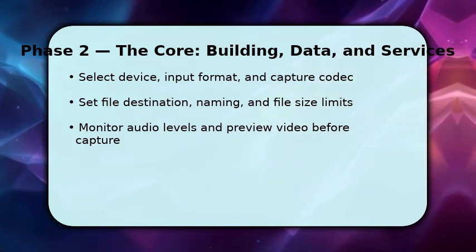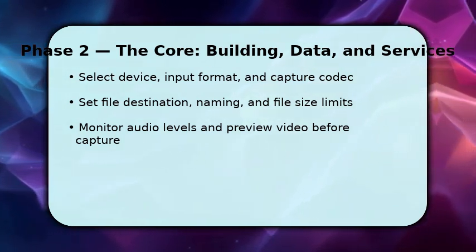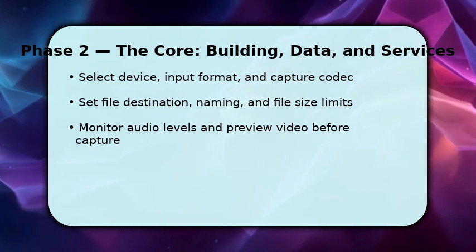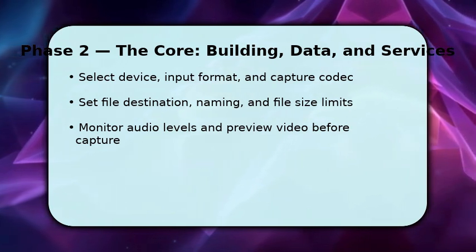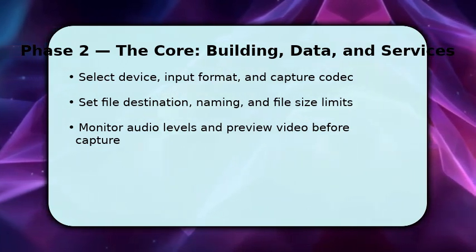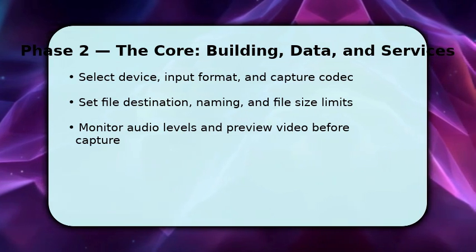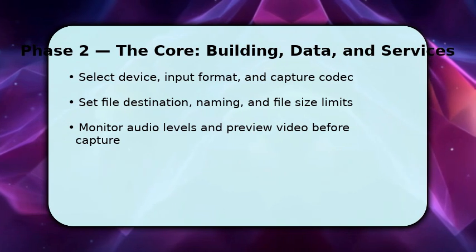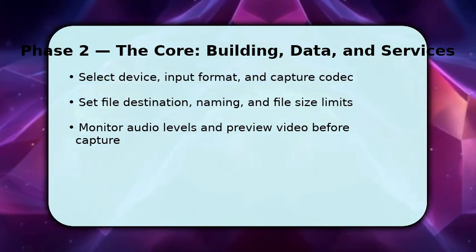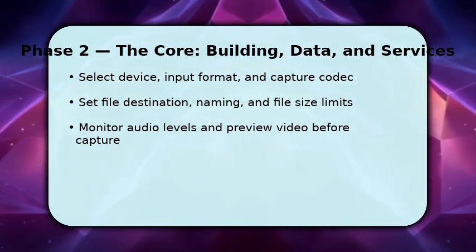Adjust settings, choose a lossless or high bitrate codec to preserve quality, make sure frame rate and aspect ratio match the tape, 16:9 or 4:3. Hit record in the software, then press play on the camcorder, monitor audio levels and the preview window to catch sync or dropouts early. Once capture completes, stop both devices and verify file integrity.